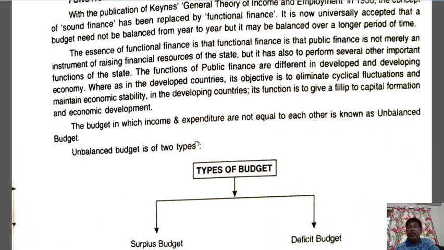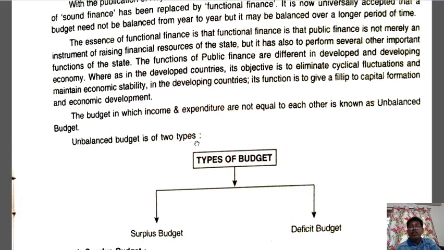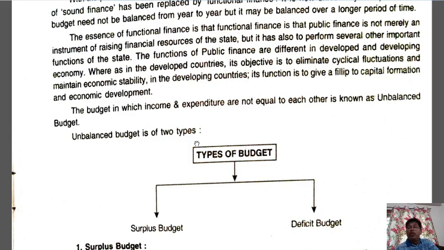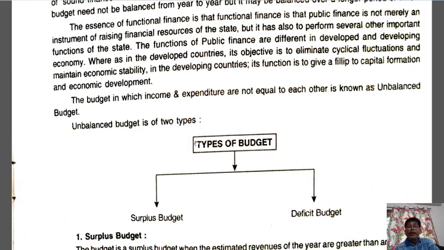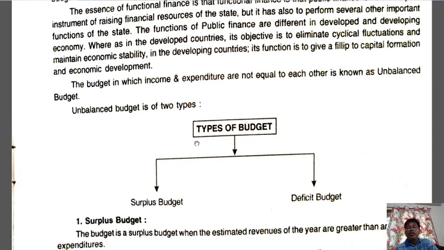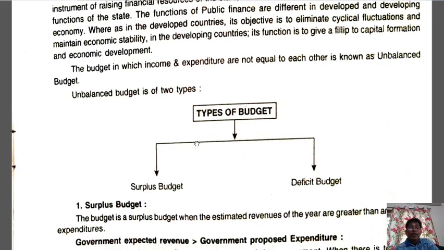In functional finance, public finance is not merely an instrument of raising financial resources for the state, but it also has to serve other important functions of the state. The functions of public finance are different in developed and developing economies. In developed countries, its objective is to eliminate cyclical fluctuations and maintain economic stability. In developing countries, the function is to give fuel to capital formation and economic development.